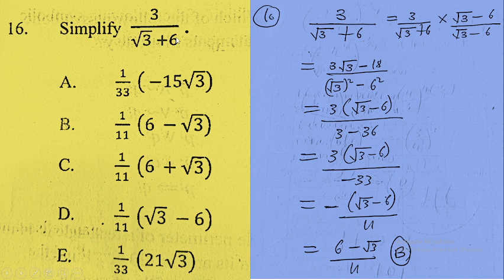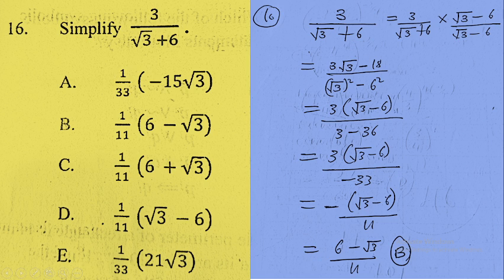And how do we rationalize? By finding the conjugate of the denominator. And the conjugate of this denominator is root 3 minus root 6. And you now use that to multiply up and down. So if you multiply up and down, that means we have 3 over root 3 plus root 6 times root 3 minus root 6 over root 3 minus root 6.